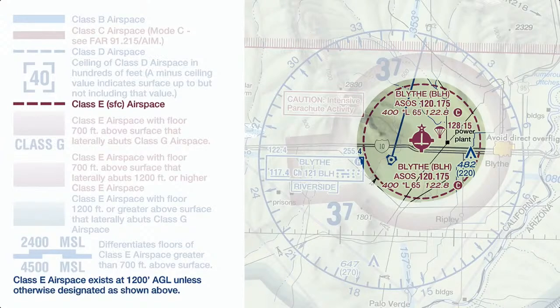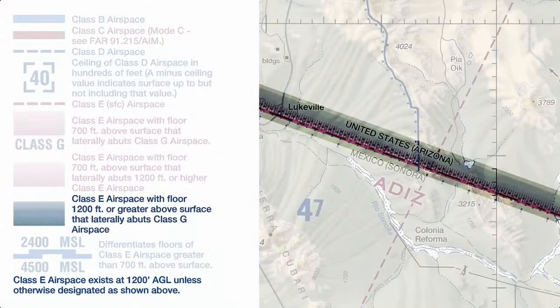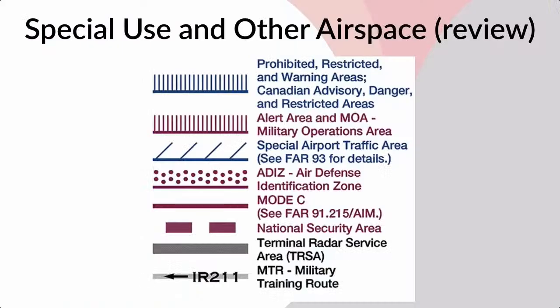And then we have Class E starting at 700 feet, which is going to be depicted with that shaded magenta colored line right here. Again, Class E starting at 700 feet. Class E starting at any altitude, which is based on the zipper lines like we have right here. Then we move on to the special use airspace and the other airspace.